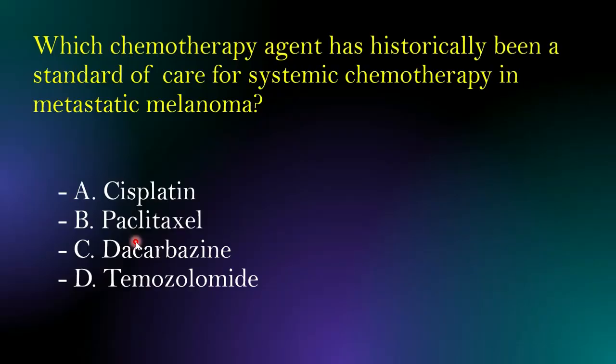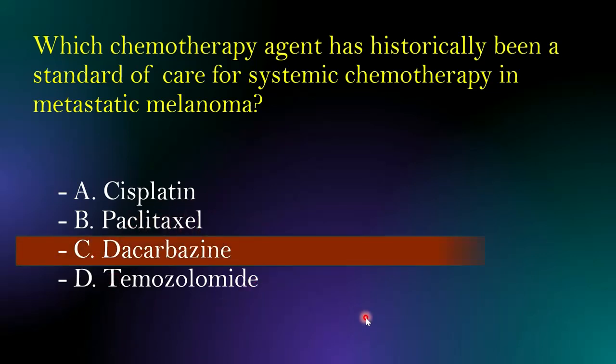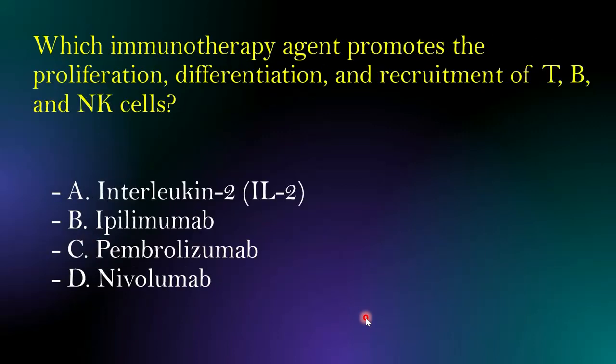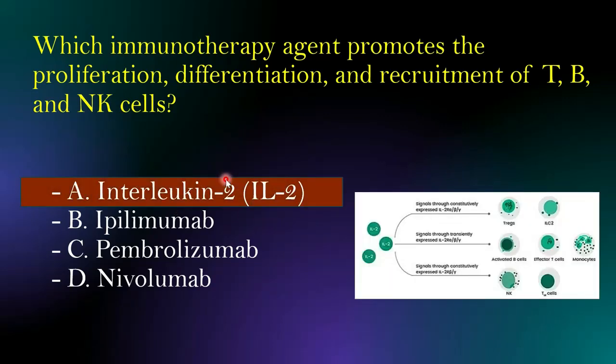Which chemotherapy agent has historically been the standard of care for systemic chemotherapy in metastatic melanoma? Cisplatin, paclitaxel, dacarbazine, temozolomide. The answer is dacarbazine, with a 16% response rate. Which immunotherapy agent promotes the proliferation, differentiation, and recruitment of T, B, and NK cells? All the cells are activated in the case of interleukin 2, the others are more targeted. T, B, and NK cells are all activated.